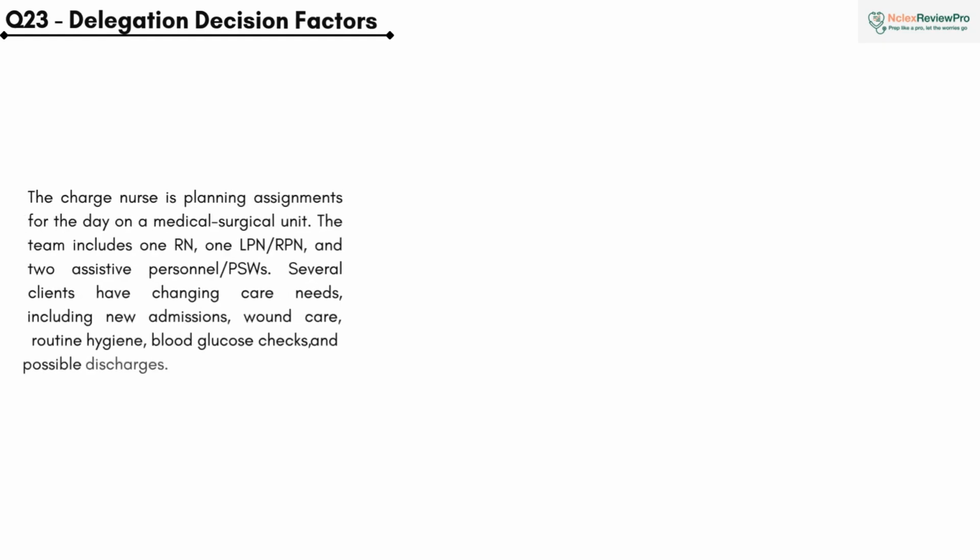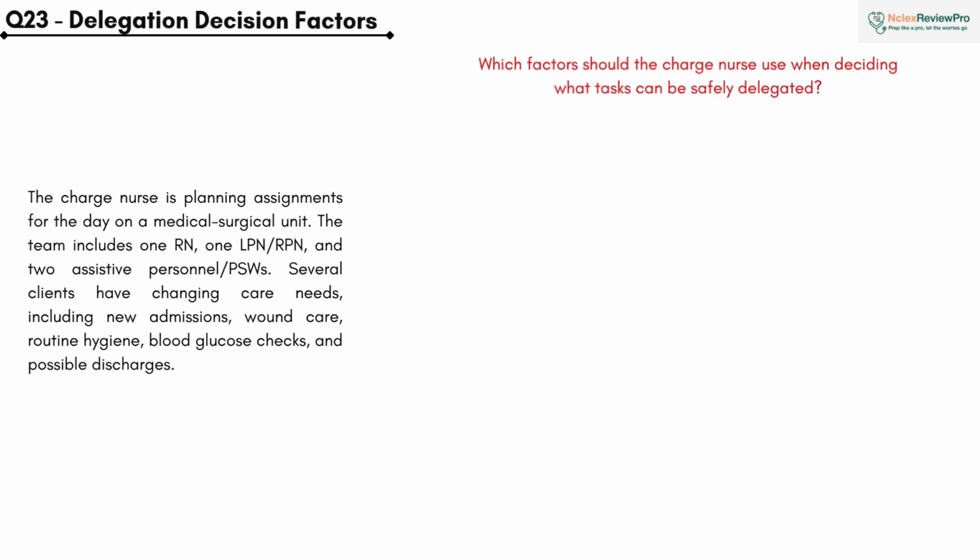Question 23. Select all that apply. Delegation decision factors. Clinical scenario. The charge nurse is planning assignments for the day on a medical surgical unit. The team includes 1 RN, 1 LPN or RPN, and 2 assistive personnel or PSWs. Several clients have changing care needs, including new admissions, wound care, routine hygiene, blood glucose checks, and possible discharges. And the question is asking, which factors should the charge nurse use when deciding what tasks can be safely delegated? Remember, this is SATA, so more than one option may be correct.